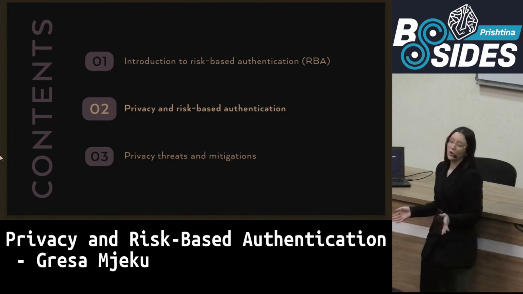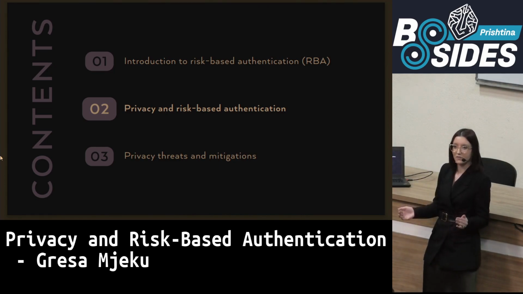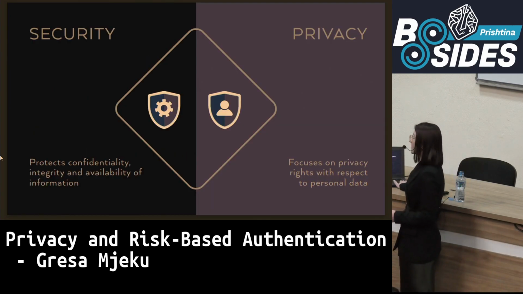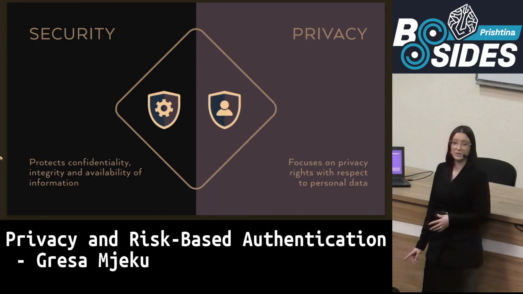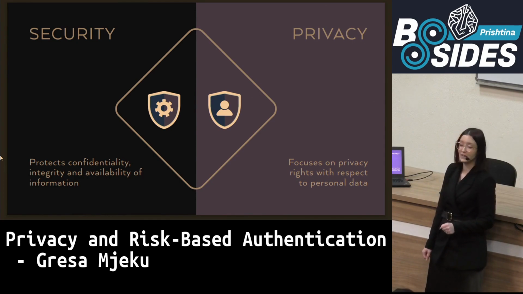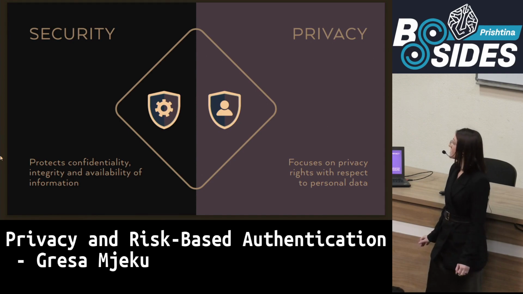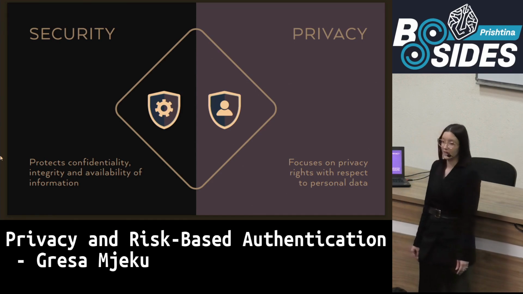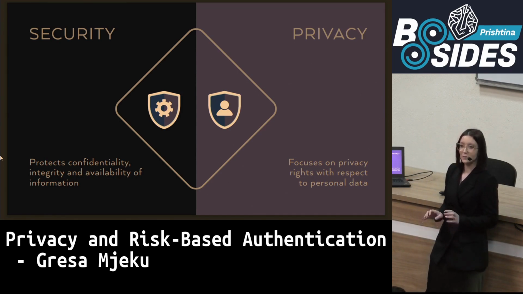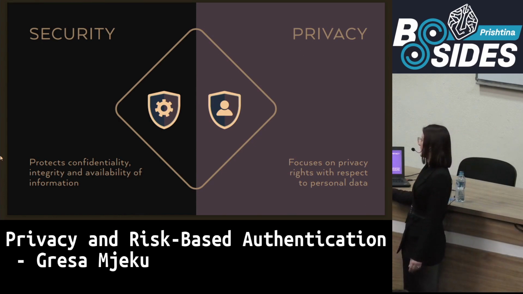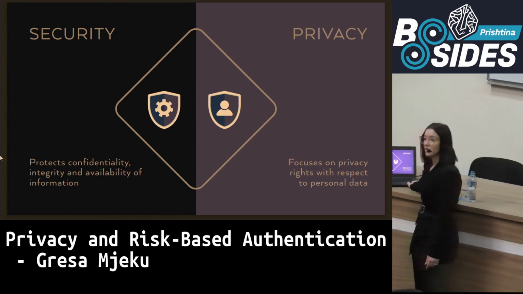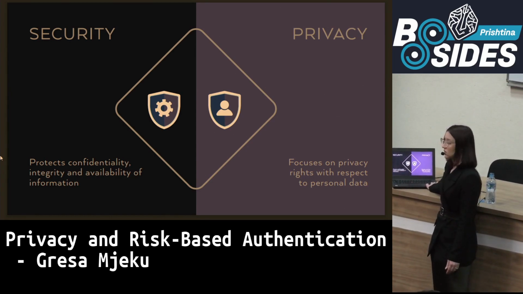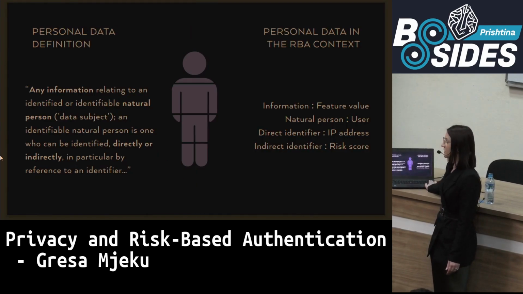And we all agree that security and privacy have in common a focus on protection of data. However, there is a difference. Security protects confidentiality, integrity, and availability of information. And privacy, on the other hand, is more granular on privacy rights with respect to personal data. Privacy will always prevail when there is personal data processing, whereas security will continue to focus on the protection of information assets. Considering this, I will elaborate why the integration of RBA systems should consider data protection laws and regulations.